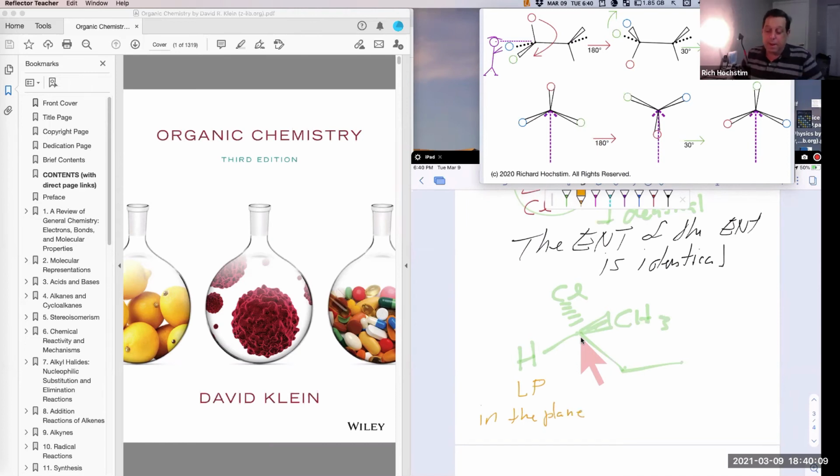Now, I like to do this the quickest way. Some people have another way. I'll just show you the quickest way. I'm simply going to take the low priority group and switch it with the one going in. So what that does, it keeps the methyl group where it is, and it puts the hydrogen here in the back, and then we have over here the chlorine. Now, when we switch two groups, what happens?